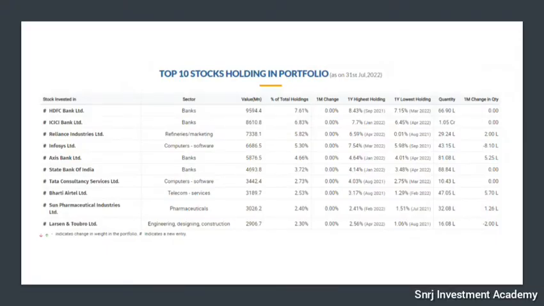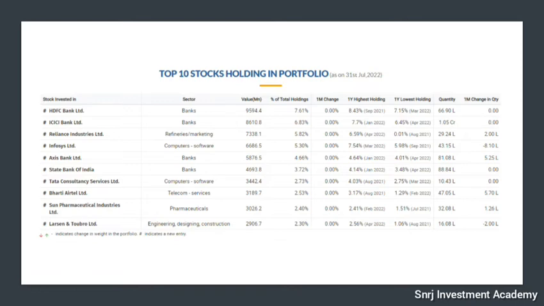These are the top 10 stock holdings in this portfolio. You can see that the fund has 7.61 percentage in HDFC Bank, 6.83 percentage in ICICI Bank, and then Reliance Industries and Infosys. All these companies are very good, and the fund's major investments are in good companies only. So this is a very good investment portfolio, and I am satisfied with it. These are the major companies and market leaders.